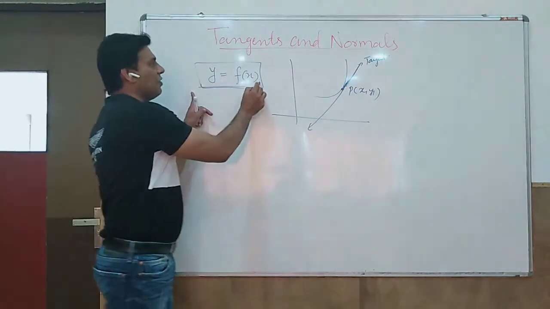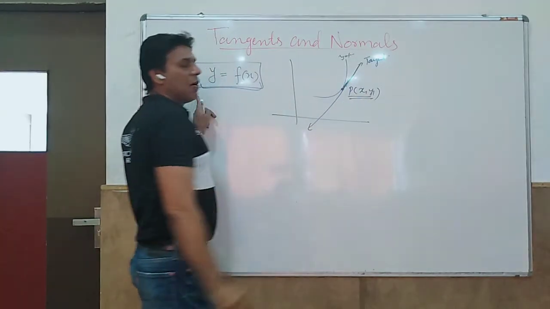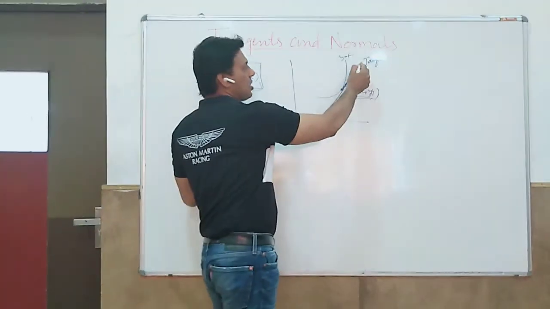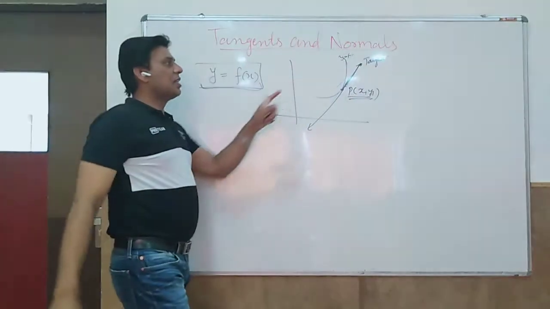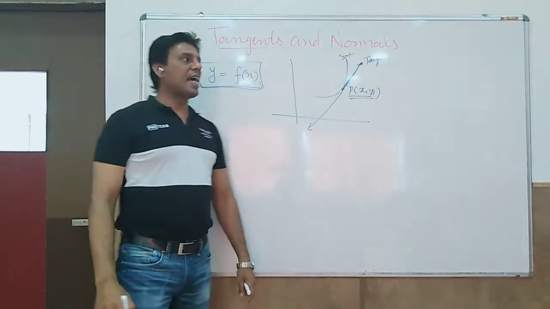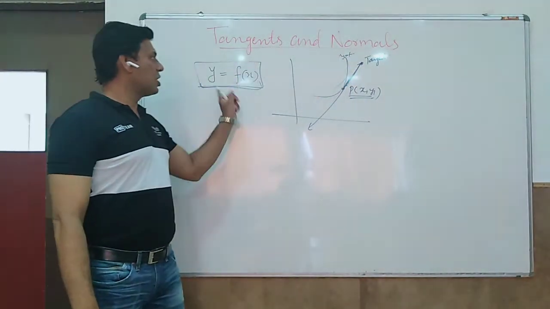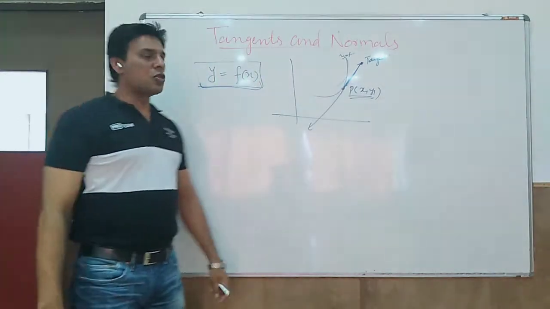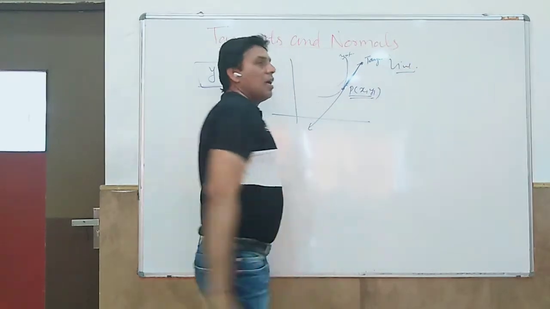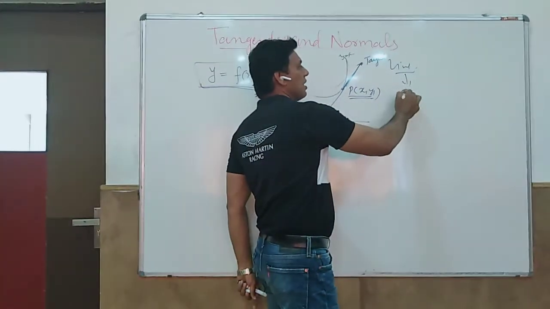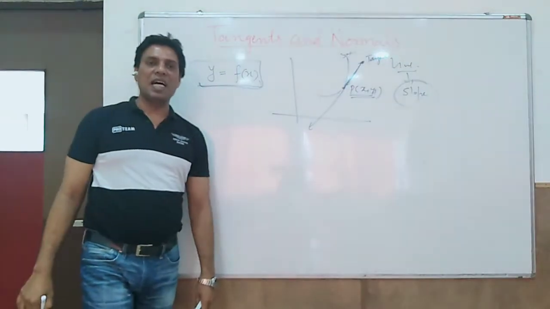So we have a curve y is equal to f(x), and on this curve we have a point P, and suppose a line is passing through that point P and touching this curve, then this line is called the tangent to this curve at this point. So the tangent is a line, and each line has a slope. So how will we find the slope of the tangent?